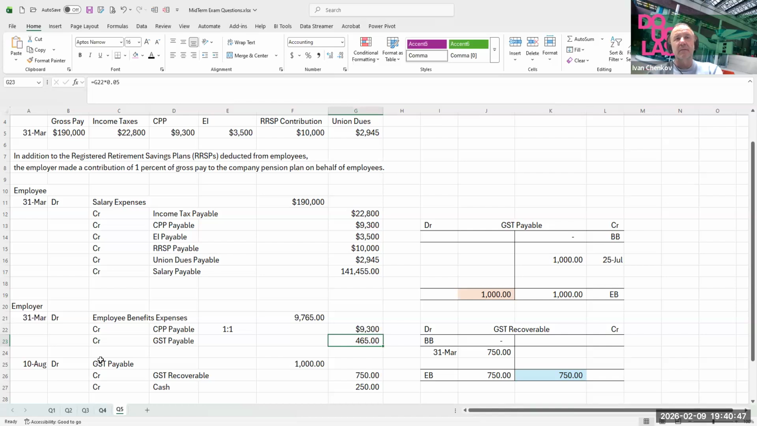Then the employer has to make a contribution to employment insurance payable, and that is in a ratio of 1 to 1.4. So that will be this amount times 1.4.